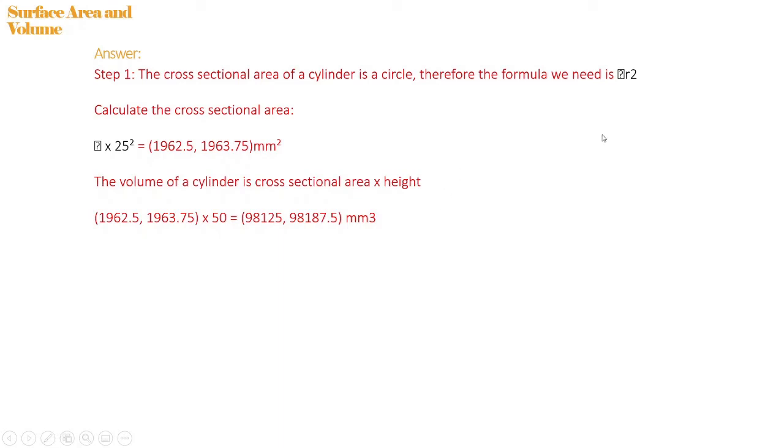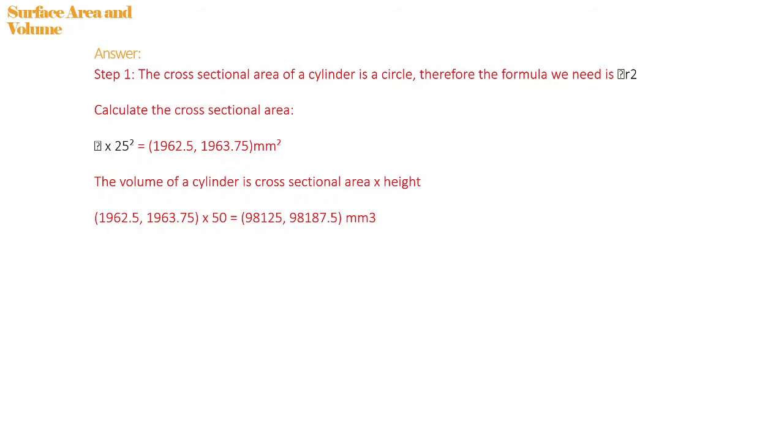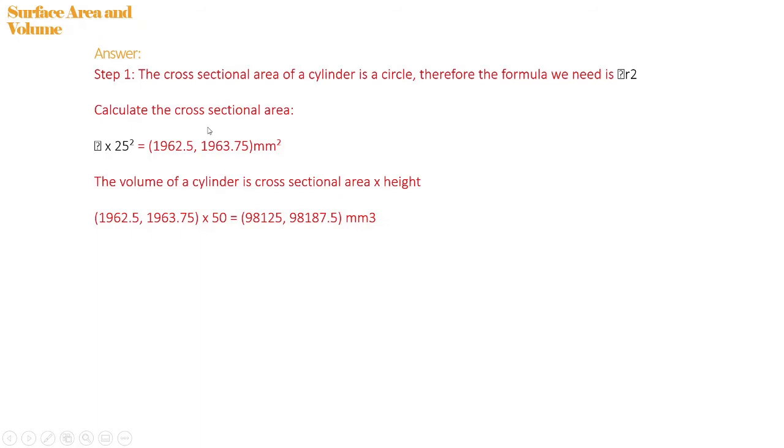So we've got the cross-section area, because obviously cylinder, and the cross-section of that is a circle, so pi r squared gets us the area of that circle, and to get the volume, just times it by the height. So the height is what? The height is 50, right there. So just times this number that you got by 50, and that is how you get your volume. So that can be between 98,125 or 98,175.5. It's really hard to say some of these long numbers.